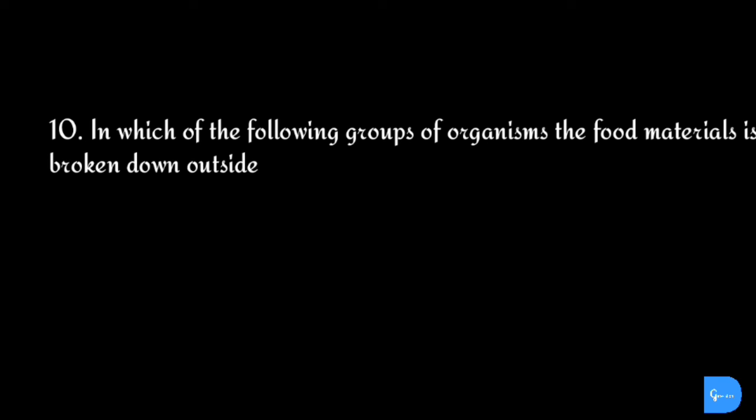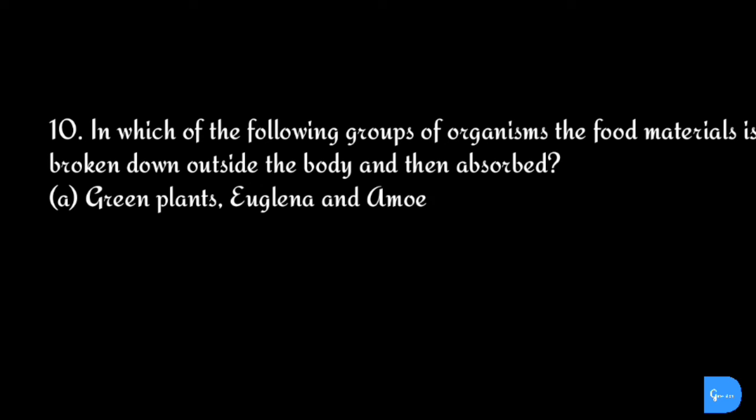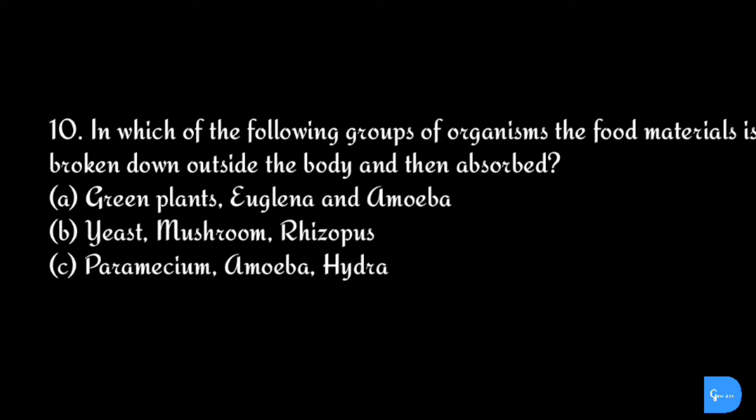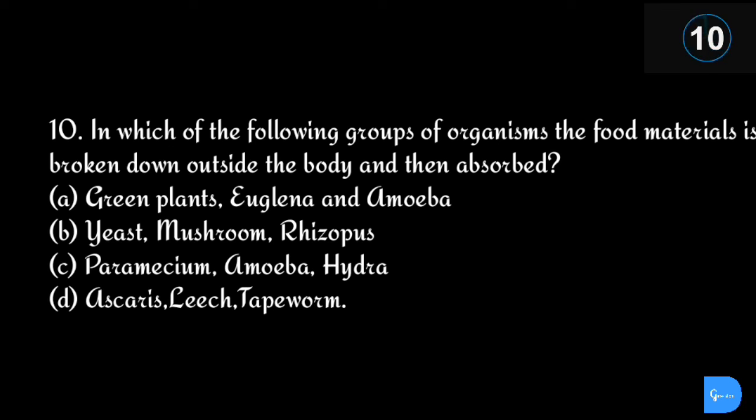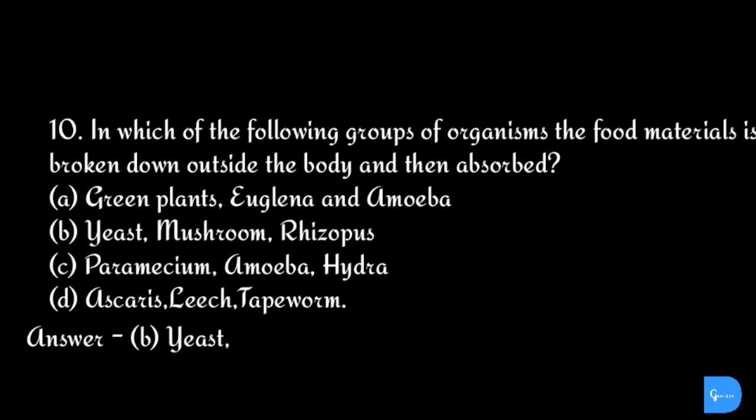Question number 10. In which of the following groups of organisms the food material is broken down outside the body and then absorbed? Options are A. Green plants, Euglena and amoeba, B. Yeast, mushroom and rhizopus, C. Paramecium, amoeba and hydra, and D. Ascaris, leech and tapeworm. The correct answer is option B, yeast, mushroom and rhizopus.